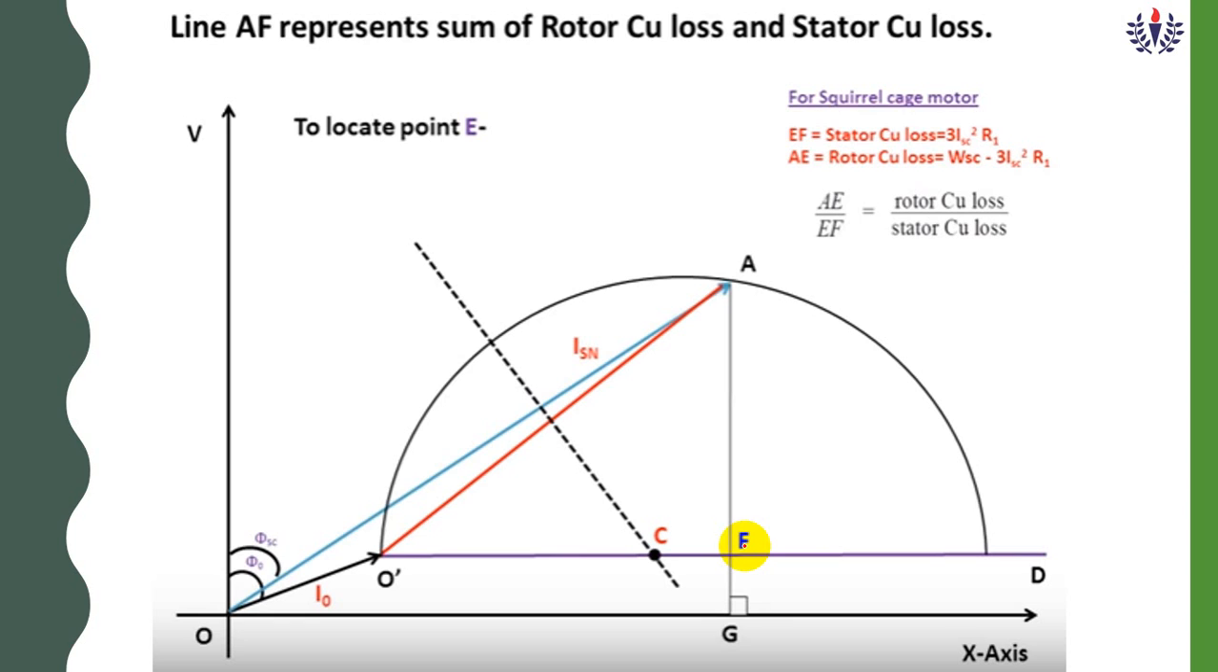Now there are two losses available: one is stator copper loss, another one is rotor copper loss. Stator copper loss is 3 Isc square into R1. Rotor copper loss is 3 Isc square into R2. These are the formulas. The rotor copper loss is what you have to measure.